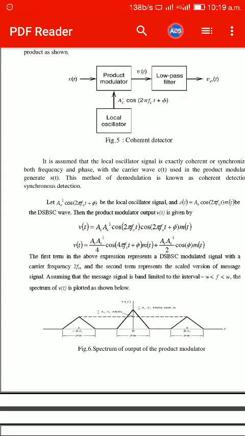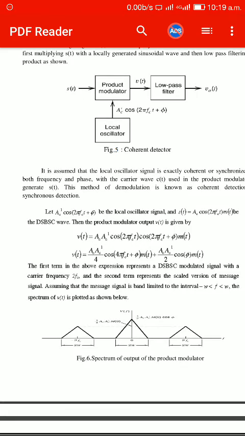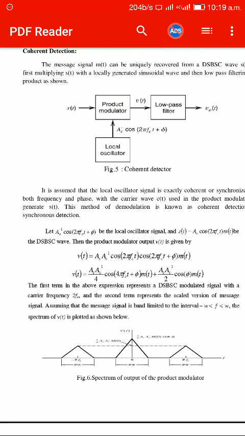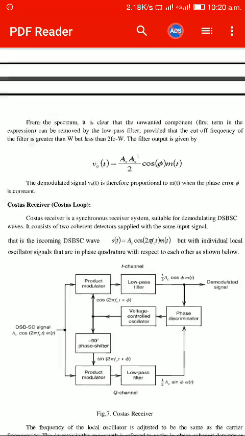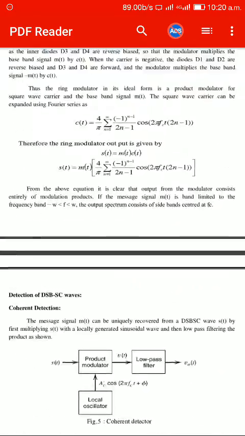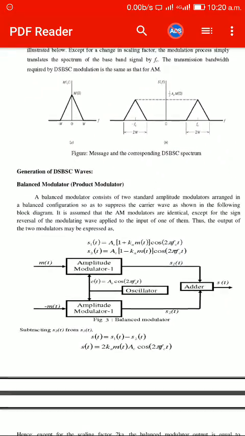For this, the cutoff frequency we choose for the low pass filter should be greater than the message bandwidth, because it is a scaled version of the message signal. And it should not be greater than 2fc minus W. It should be less than 2fc minus W, because the carrier frequency is symmetric on both sides. Here you can see the spectrum of this one.